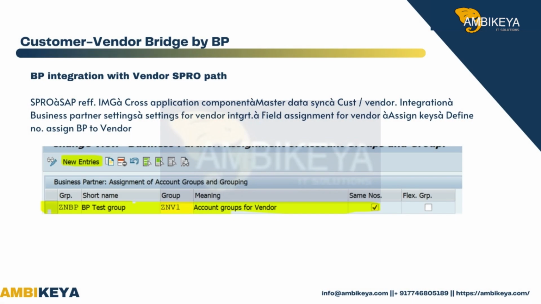BP integration with vendor. SPRO path: SPRO, SAP reference IMG, cross-application component, master data sync, customer/vendor integration, business partner settings, for vendor integration, field assignment for vendor. Assign keys, define number, assign BP to vendor.